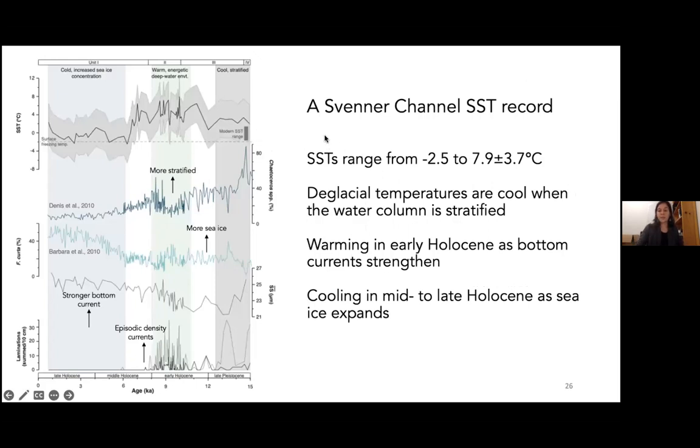SSTs range from -0.2 to -2.5, which of course is below the freezing temperature of water. There's quite a high error associated with this. It just has to do with the math associated with this linear calibration. So we have this range of SSTs. I would like to focus on the trend though.